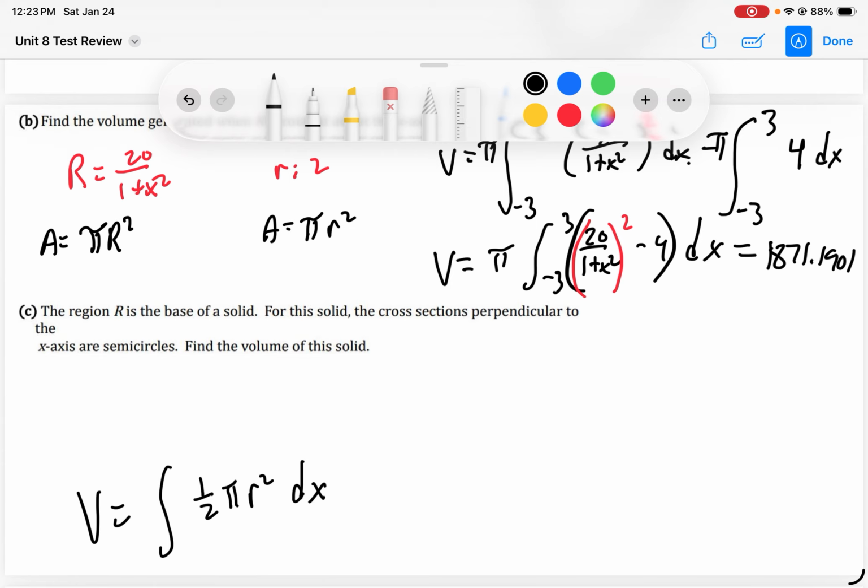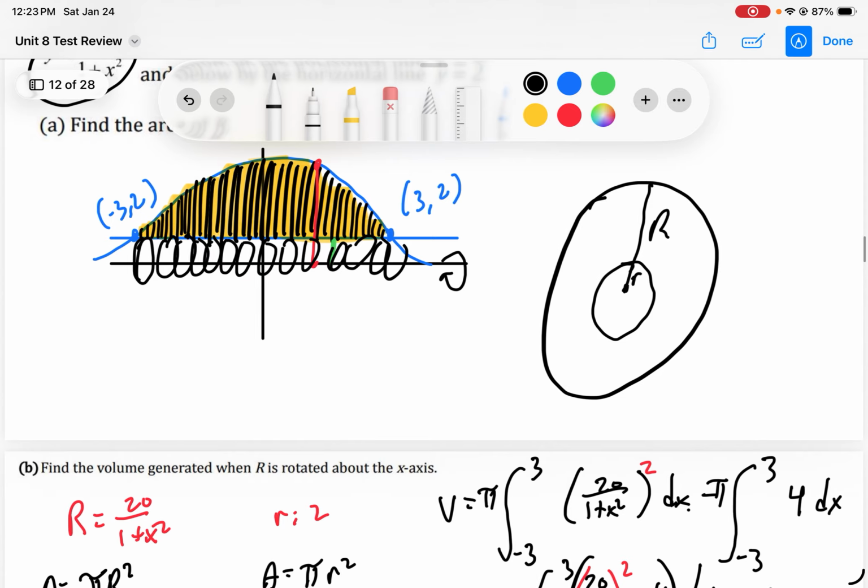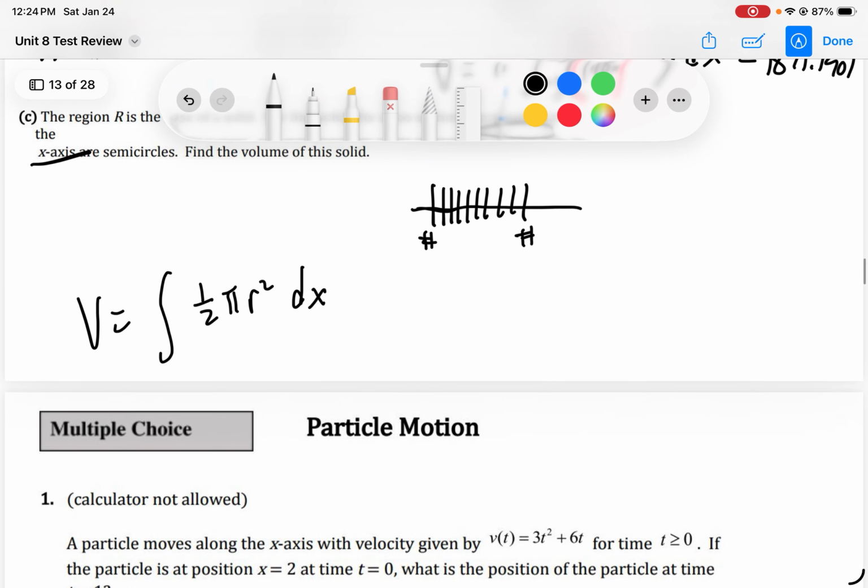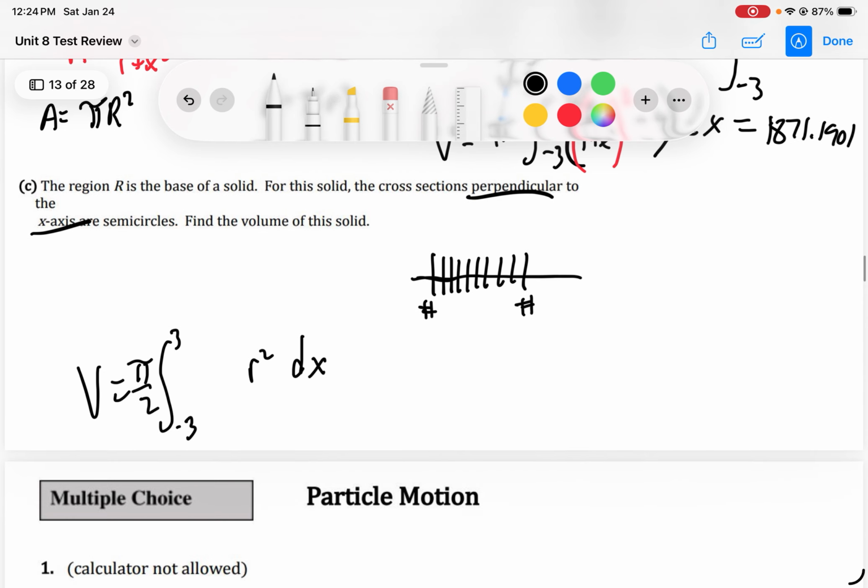Because they're perpendicular to the x-axis. So cross-sections go from the x-axis, they're perpendicular. So they start at this number and they end at this number. Now, where would they start? So they start at -3 and the cross-sections end at +3. I could put this 1/2 pi in front, just to be fancy. It's calculator active anyway. But we need the radius.